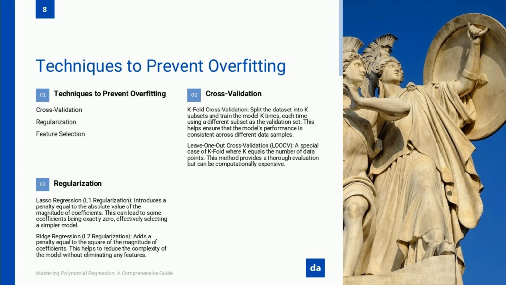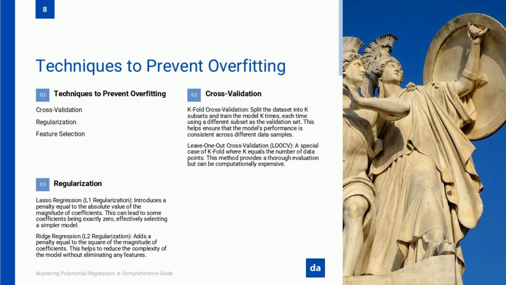Preventing overfitting is a crucial step in ensuring that a polynomial regression model generalizes well to new data. When a model becomes too complex, it starts capturing noise instead of the actual trend, leading to poor performance on unseen data. Fortunately, several techniques can help control complexity and improve the model's ability to make reliable predictions. One of the most effective methods to prevent overfitting is cross-validation.